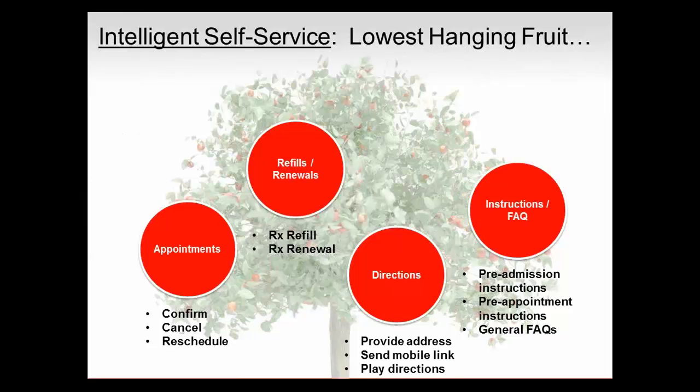And then just basic FAQs. So questions about pre-admission, pre-appointment instructions, and then general FAQs as well. And we feel like, we've seen anyway in our experience, that you can address a good 65% of your inbound calls in these 4 areas, at least through partial automation.